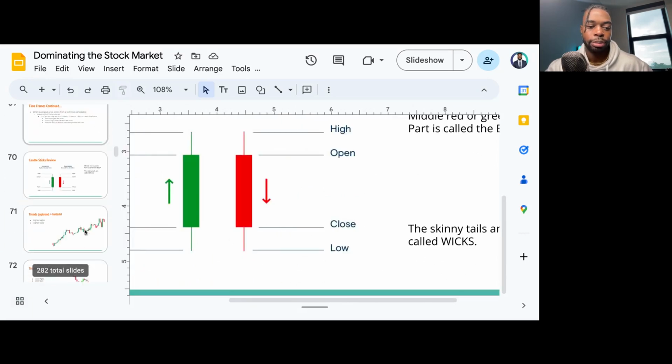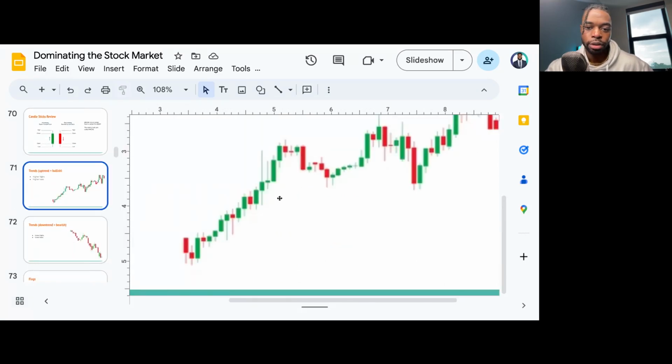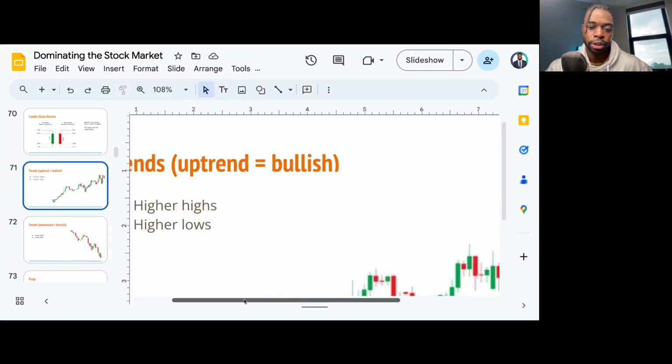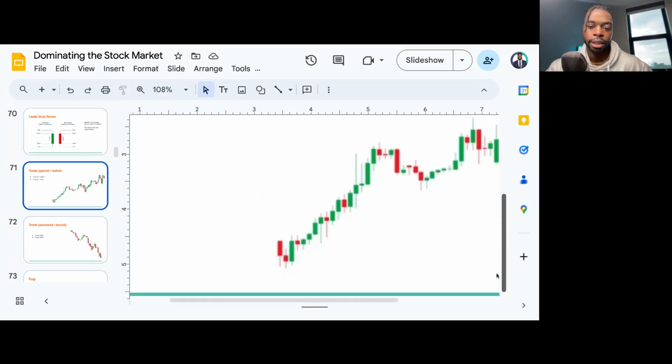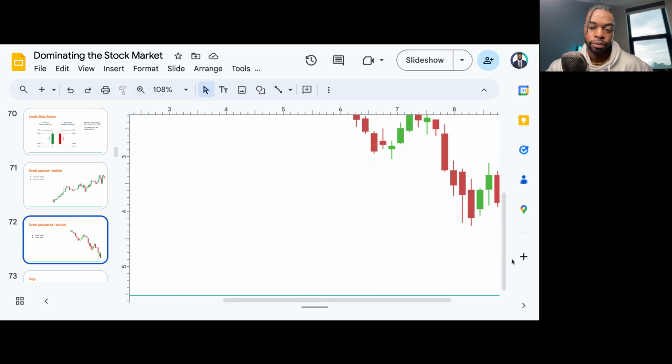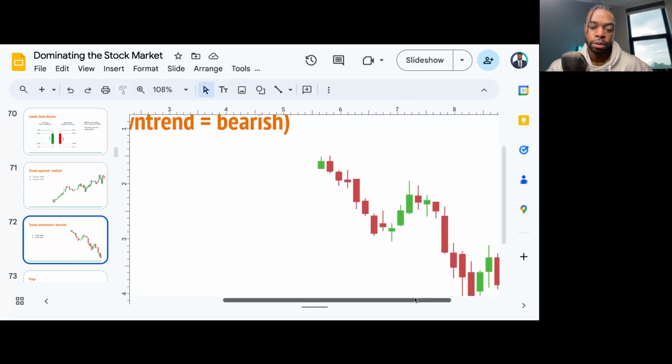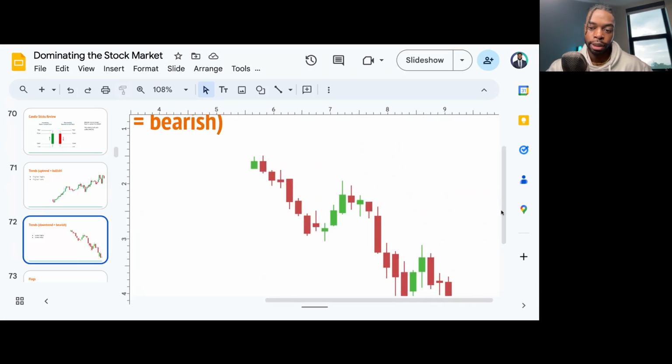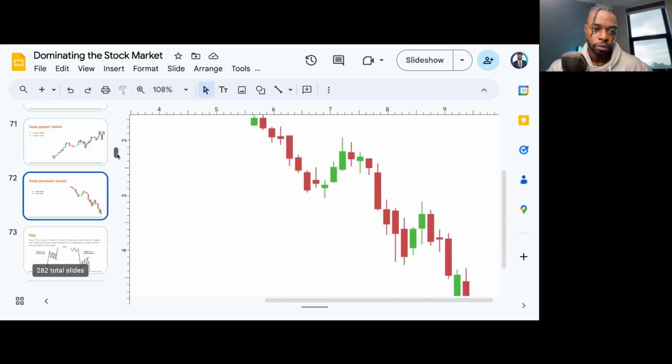Now let's talk about the patterns. First you need to know, what is an uptrend? An uptrend is when you're getting higher highs and higher lows. It looks something like this. Downtrends are when we're getting lower highs and lower lows. It's when candlesticks are moving down like this.